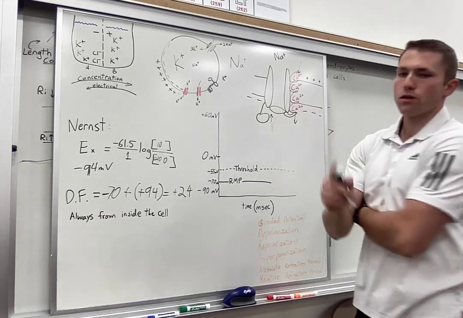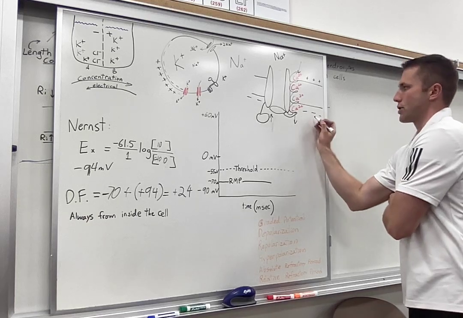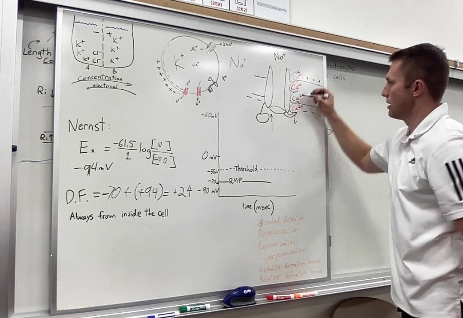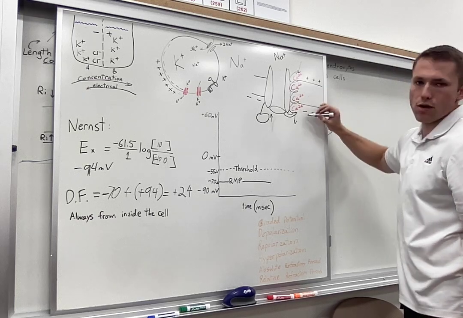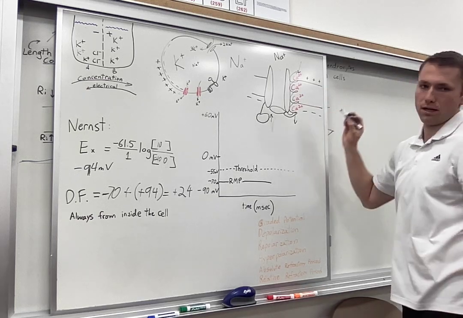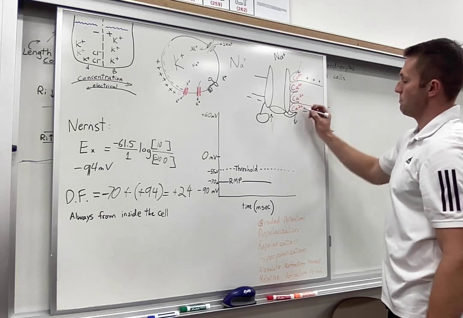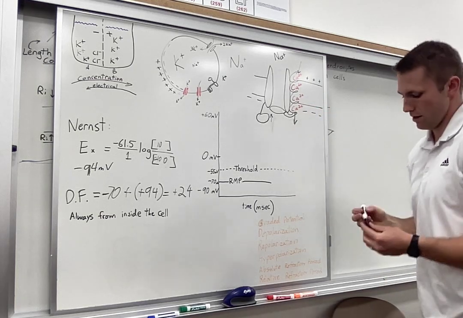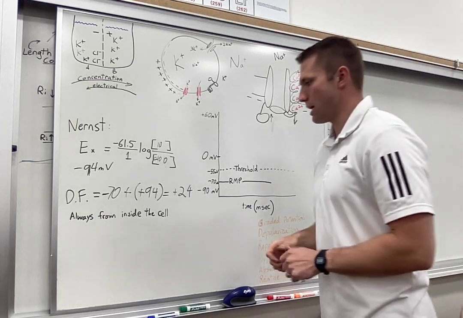And then not only that, but there are negative charges right here, and positives and negatives are attracted to each other. So these calcium ions are attracted to the inside of the membrane being negative. So that's keeping the downward force here strong as well.